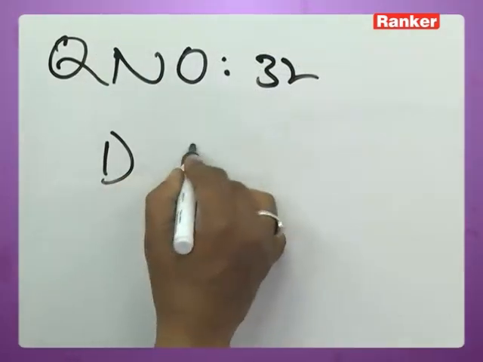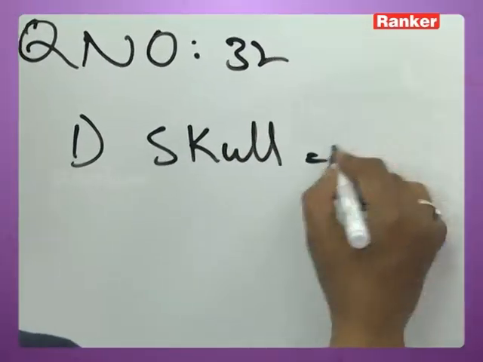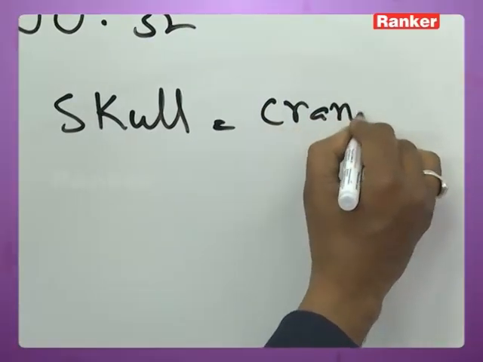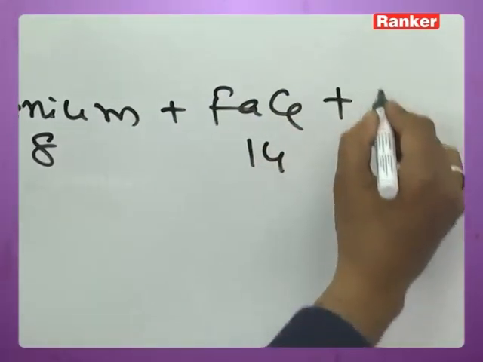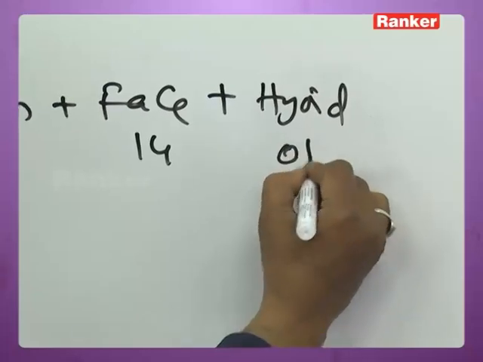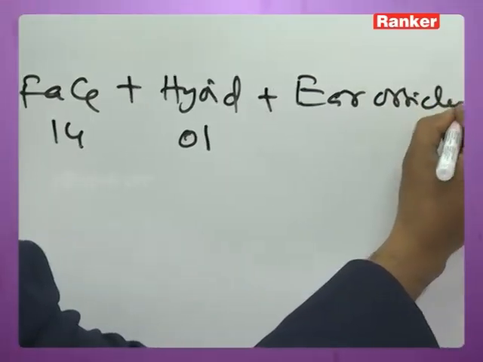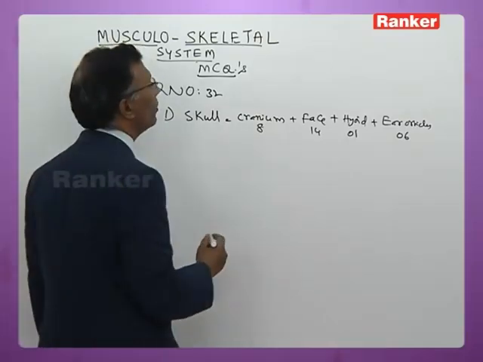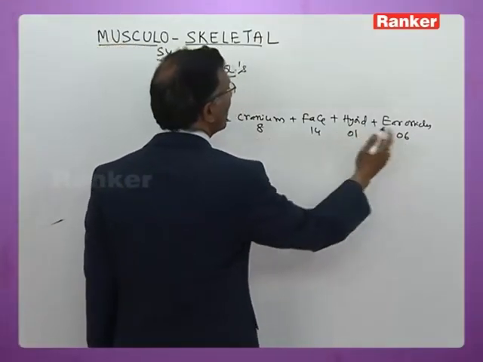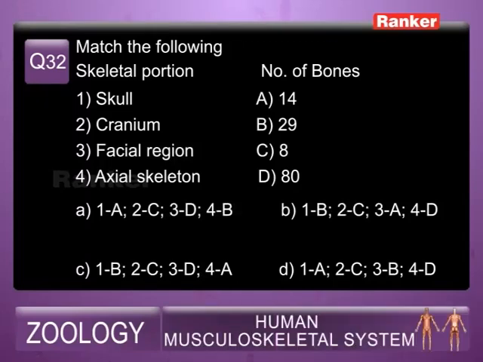Now the skull, how many bones are present here? Skull has the cranium, 8 bones are present; face, 14 bones are present; hyoid, 1 bone is present; ear ossicles, 6 are present. So this is the total number of bones in the skull. It amounts to 14 plus 6, 20, 28, 29. 29 bones are present in the skull. So B is the correct option for skull.